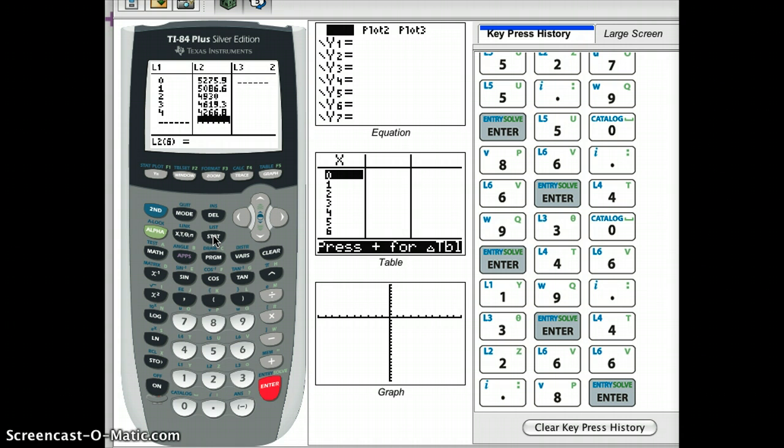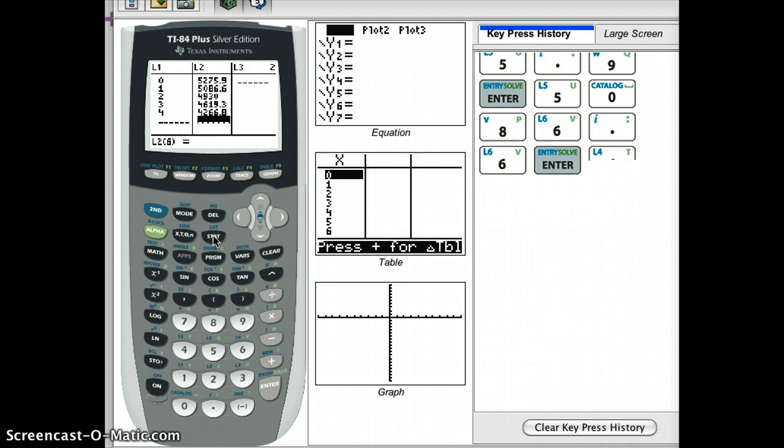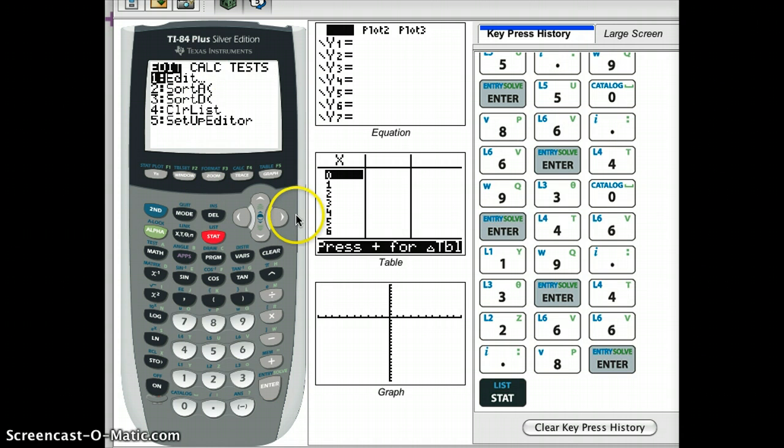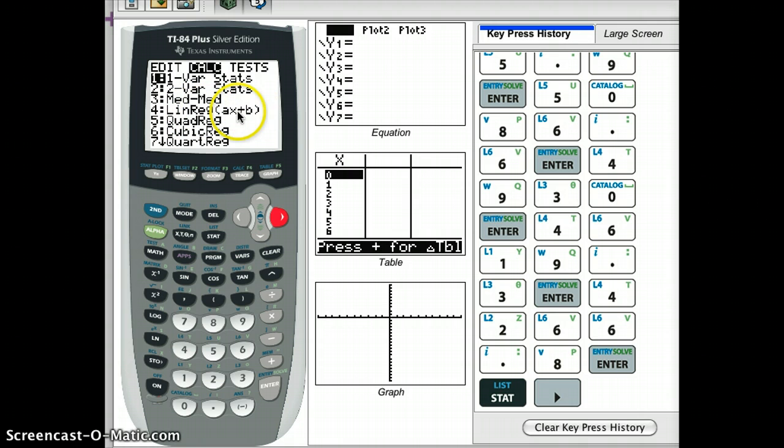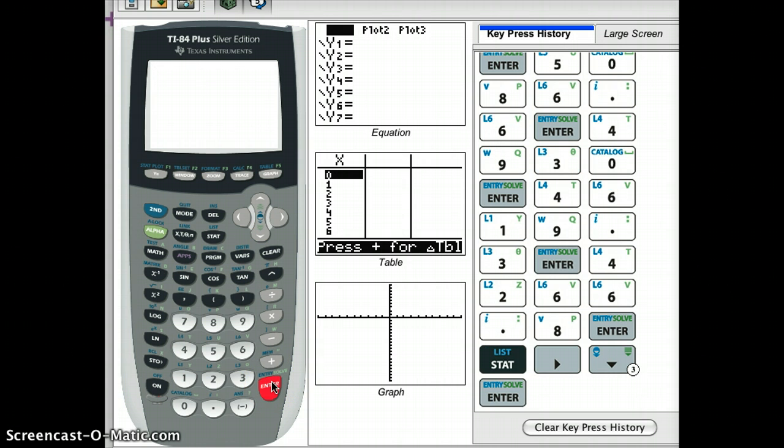Okay, so remember I said, remember stat, edit. That's how you get there. When we want to come up with a line, we're going to remember stat, calc. So you're going to arrow over until you see calc. And then one thing you're going to notice is right here on 4, it says linear regression, ax plus b. That is where you're going to go to find your equation of your line. So linear regression, ax plus b, hit enter. And that's going to come up. Go ahead and hit enter again. And lo and behold, here is all this stuff, y equals ax plus b.